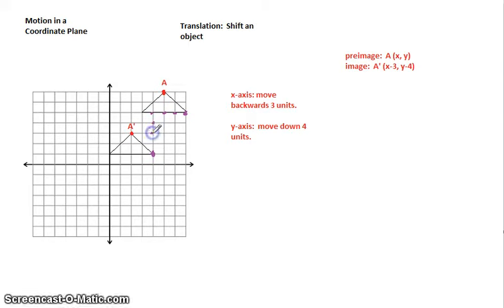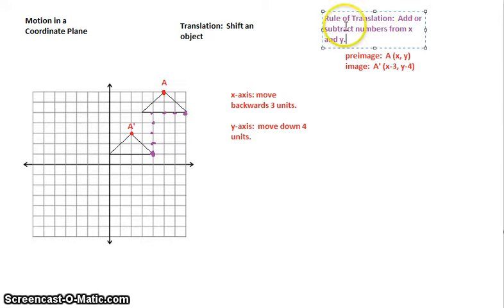1, 2, 3, 4. And sure enough, that rule does work, and it will work for every single point along this triangle. If you move backwards 3 units and move down 4 units, you will get to this triangle.